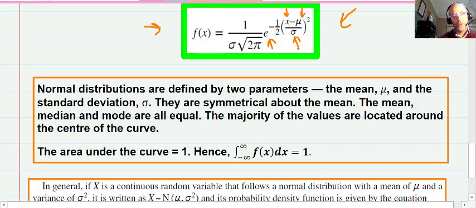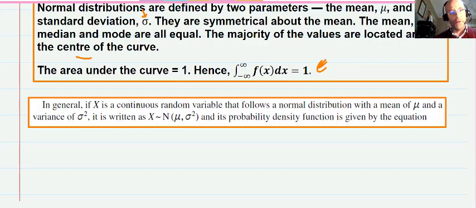Normal distributions are defined by 2 parameters, 2 things we can change: the mean mu and the standard deviation sigma. These distributions are symmetrical around the mean, the median and the mode are all equal, and the majority of the values are located around the center of the curve, with much fewer spread out from the center. The area under the curve is 1, evidenced by that integral from -infinity to infinity.